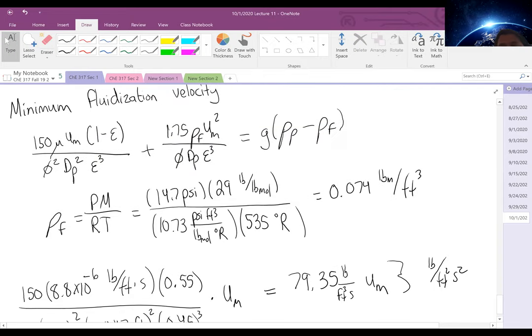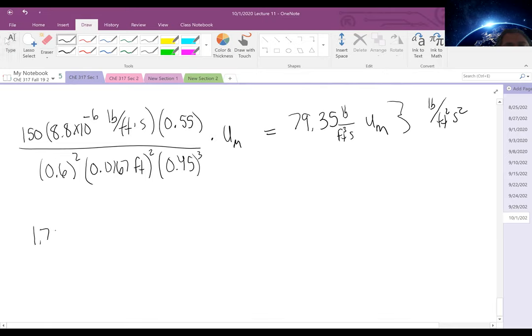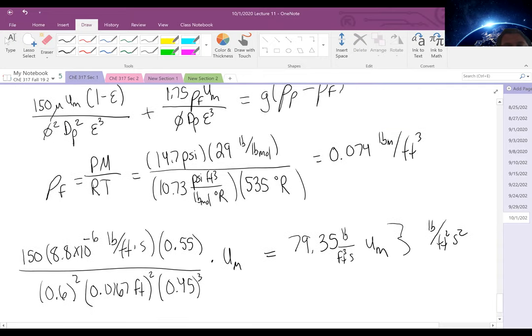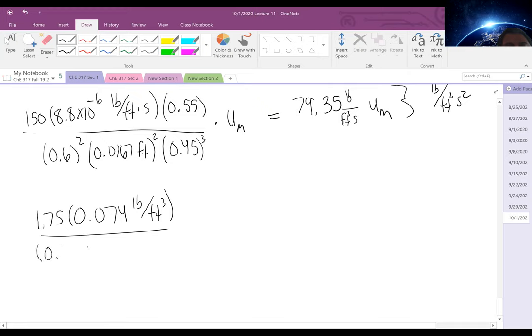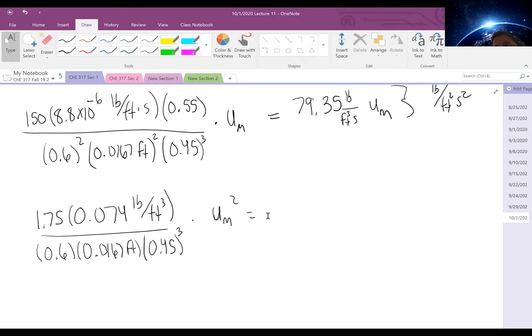Now let's look at the second term in our equation. So I have 1.75 times the density of our fluid, which we found was 0.074 pounds per cubic feet, divided by sphericity, or 0.6, our diameter of our particle, 0.0167 feet, times our void fraction cubed, times u sub m squared. So if I look at this term, I have 1.75. I ended up with 137.8 times u sub m squared.